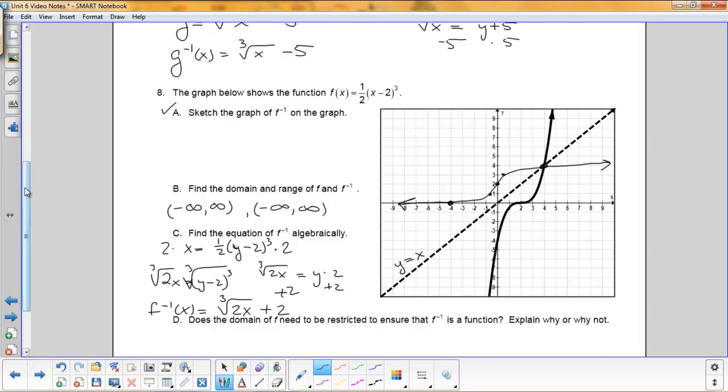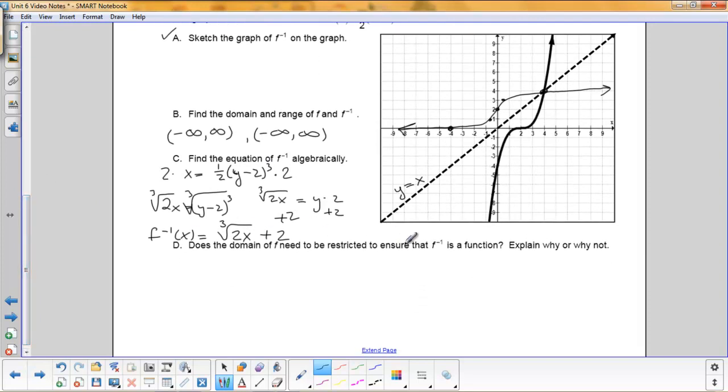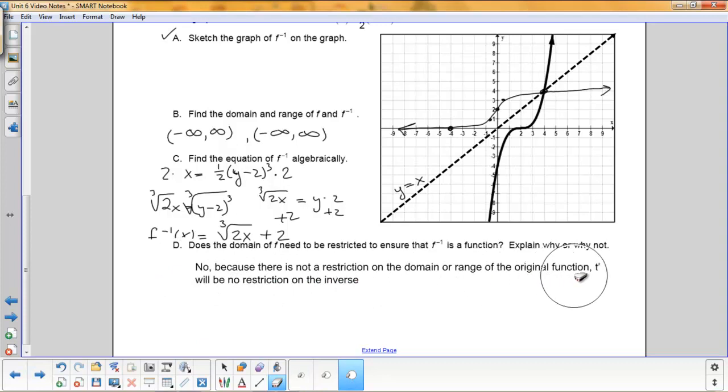All right, does the domain of f need to be restricted to ensure that f negative 1 is a function? The answer to that question is no. And the reason why is because you're looking at a function which has no restriction in either its domain nor its range. Therefore, its inverse will have no restriction in its domain nor its range also. All right, and that is the explanation given here. Odd indexes don't have restrictions. Even indexes do. So that's another thing to consider also when you're looking at these.